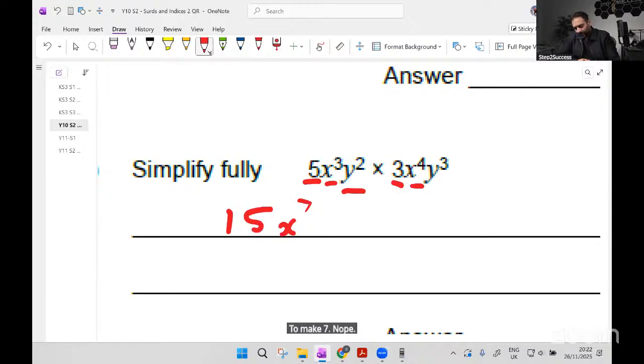And same with the y's, you can add the 2 and the 3 together to make 5. And you get 15x^7 y^5. That's the answer to that question.